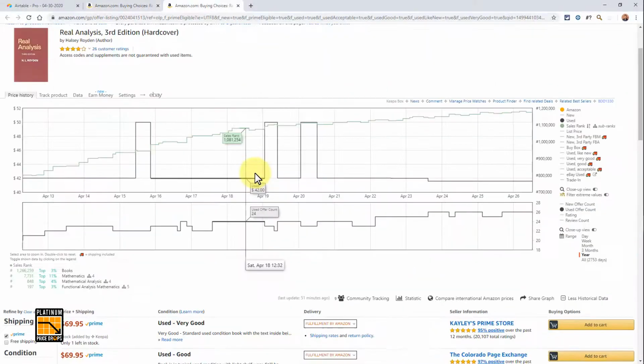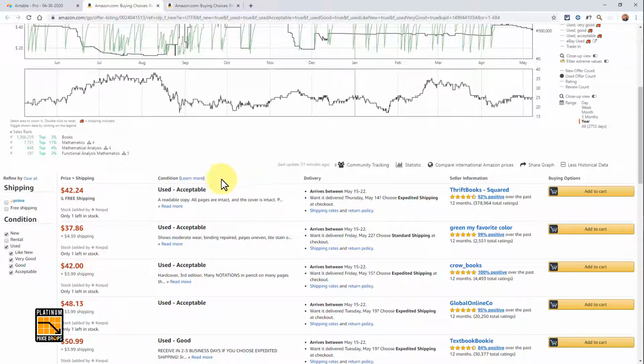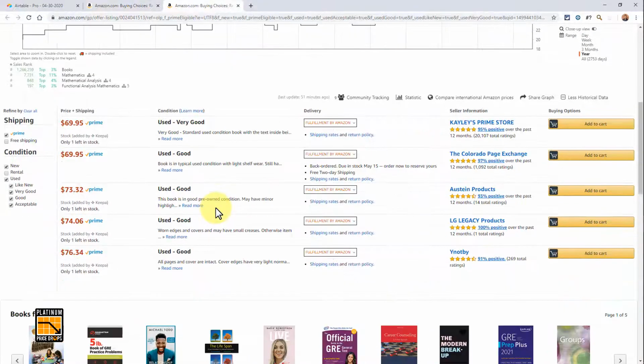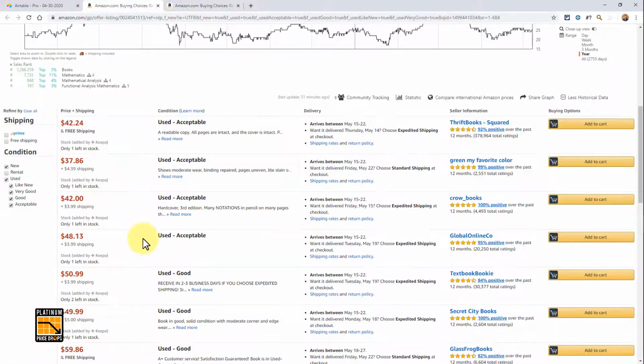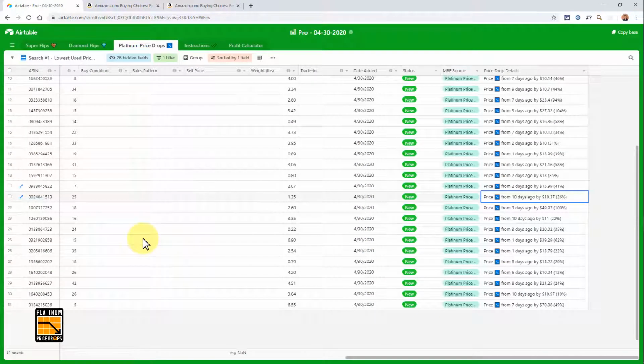Let me see. Wow. Okay, so looking at it, you could buy this book at $42, and the lowest price is $69. So this is a profitable book. It's not the best price drop out there, though.